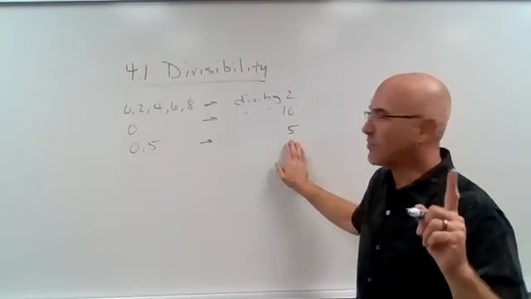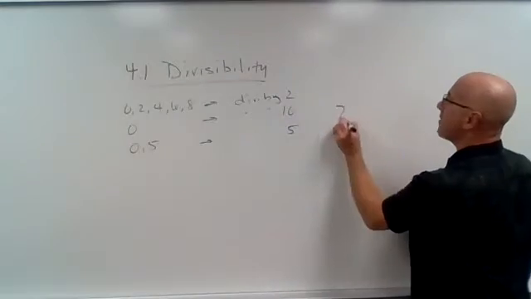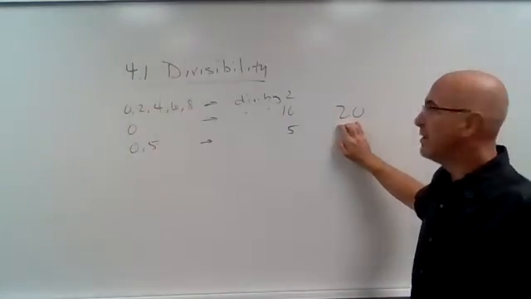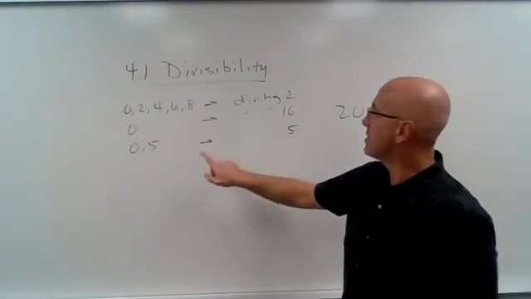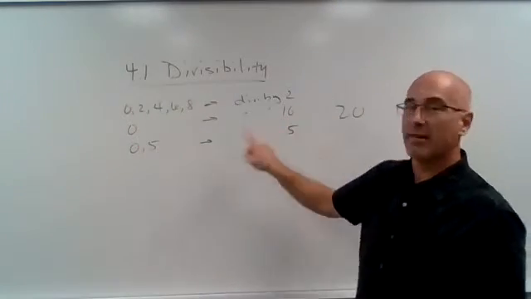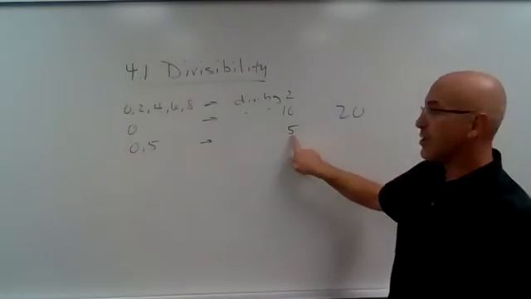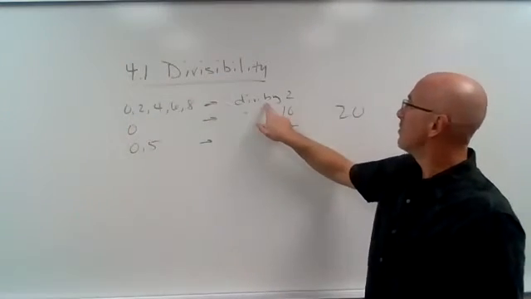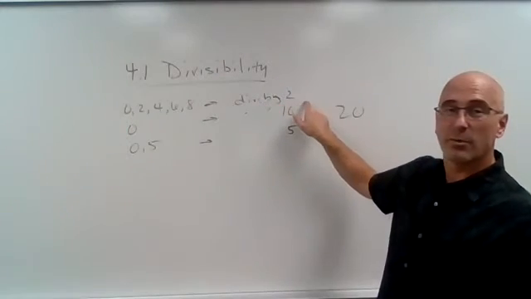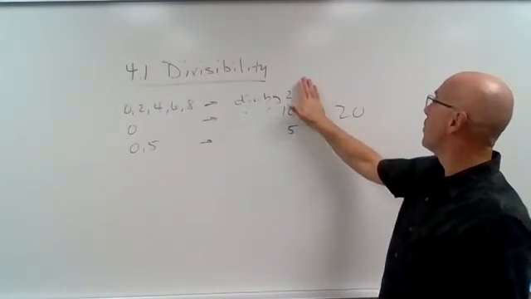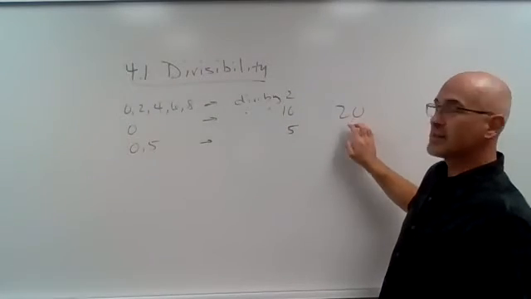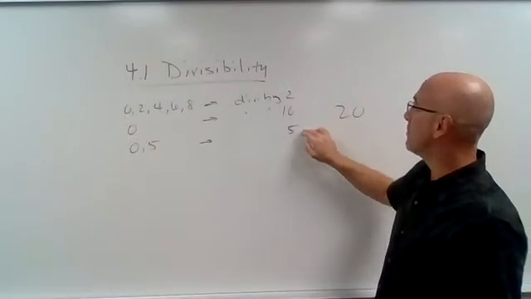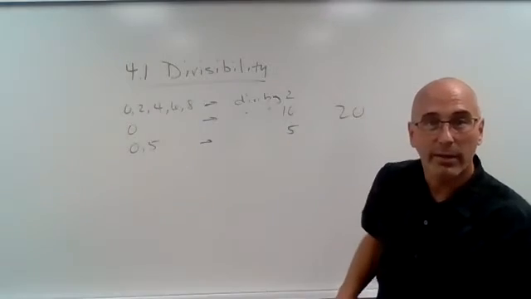Now just think about this for a minute. Say we have the number 20. We know that it ends in a 0, so it's divisible by 10. It ends in a 0, so it's divisible by 5. And it ends in a 0, we know it's even, so it's divisible by 2. So far, we have a number that's divisible by 2, 5, and 10, and probably others too.